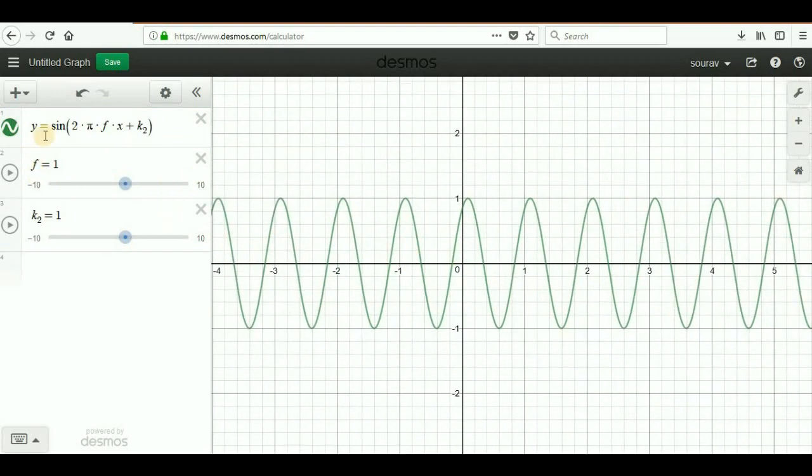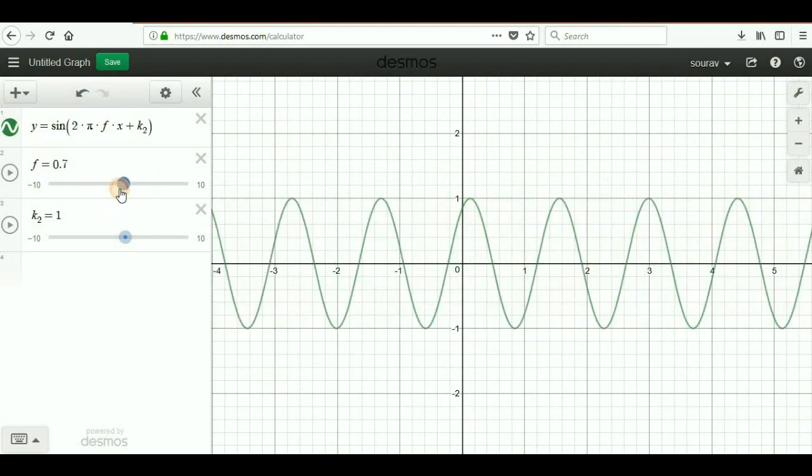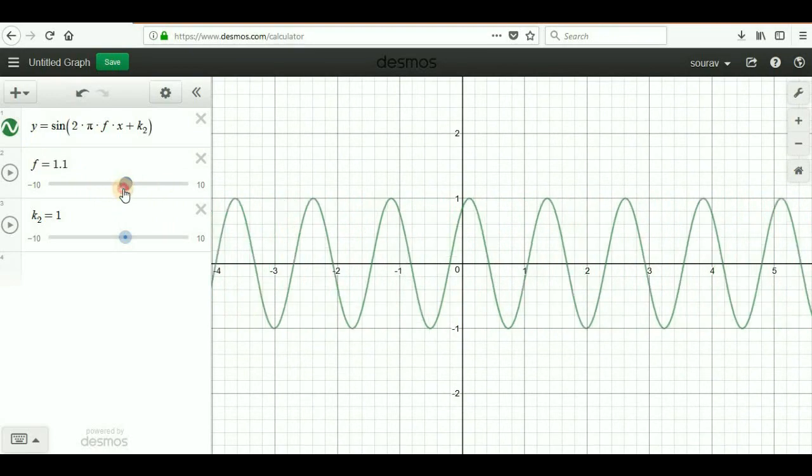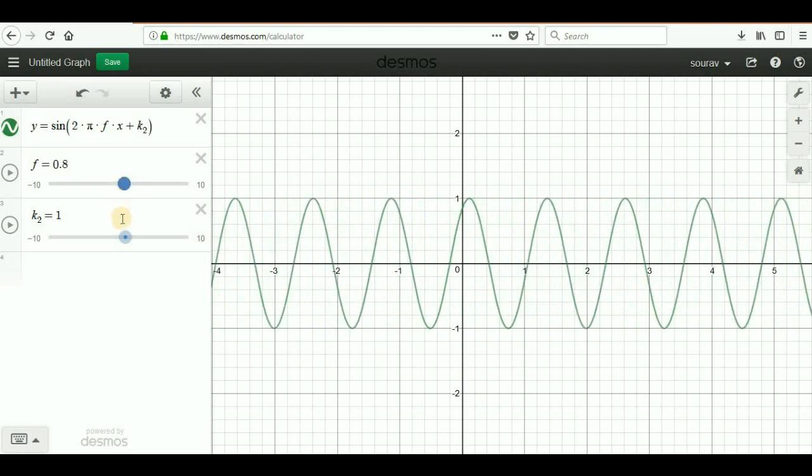So the first is the effect of frequency. As we increase the frequency, it's obvious that the rate of oscillations per unit time will increase, so the density will increase, right? That's exactly what is happening. I'm going to bring it to the middle.